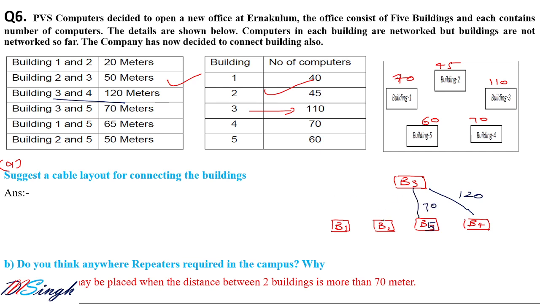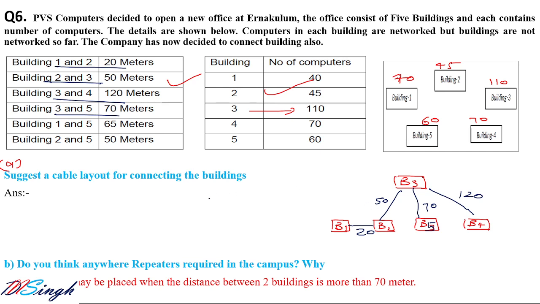Building 3 to building 2, how much distance? Building 3 to 2 we have 50 meters. Okay, fine, so we have taken 50 meters. Building 3 to 1, we do not have a direct connection from building 3 to building 1. So we are restricted, we do not have that link. We are going to utilize this link of 20 meters, building 2 to 1, so that link is going to be utilized. So 70 meters, 120 meters, 50 meters and 20 meters.